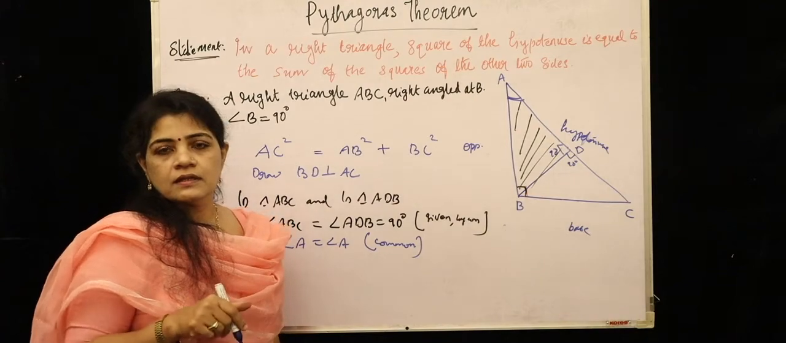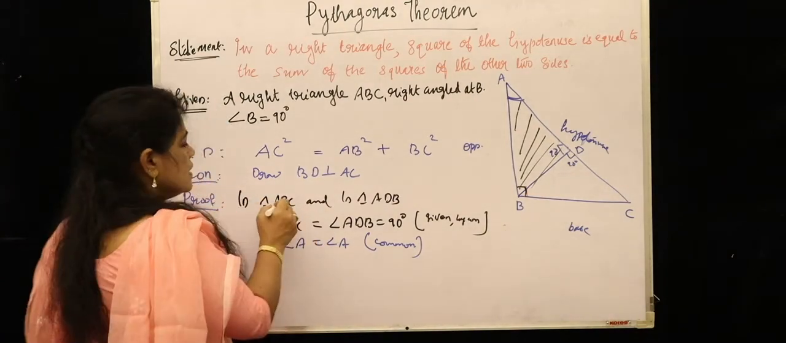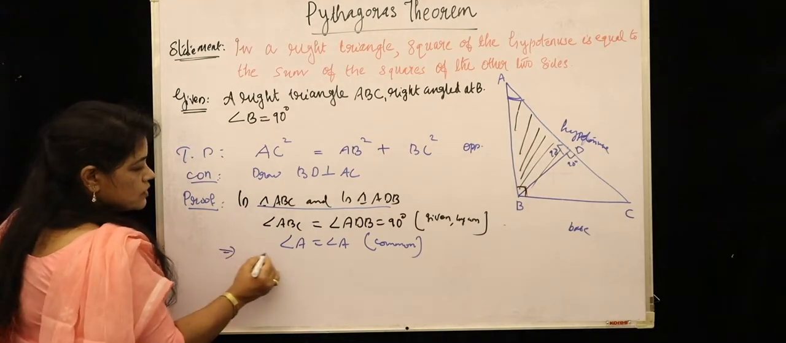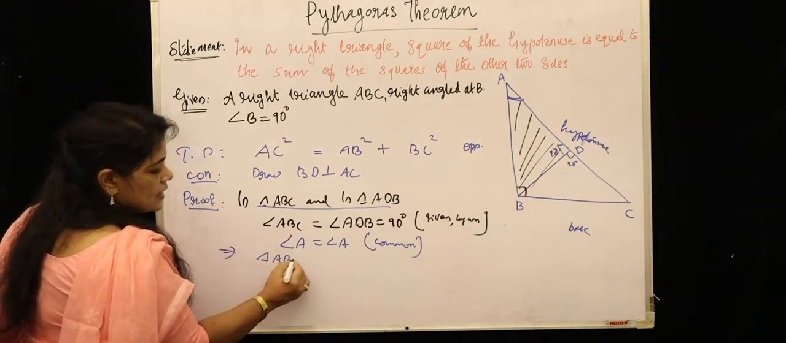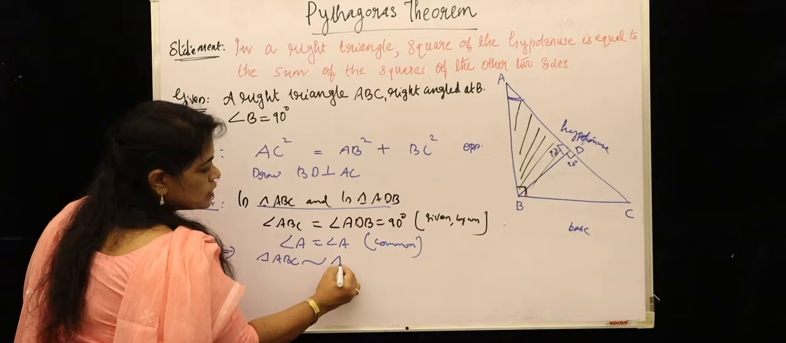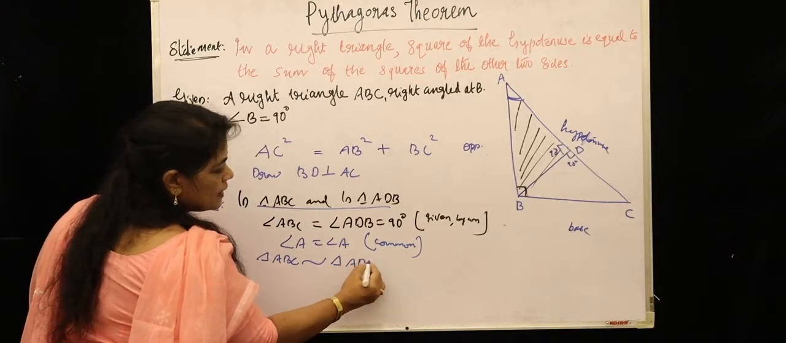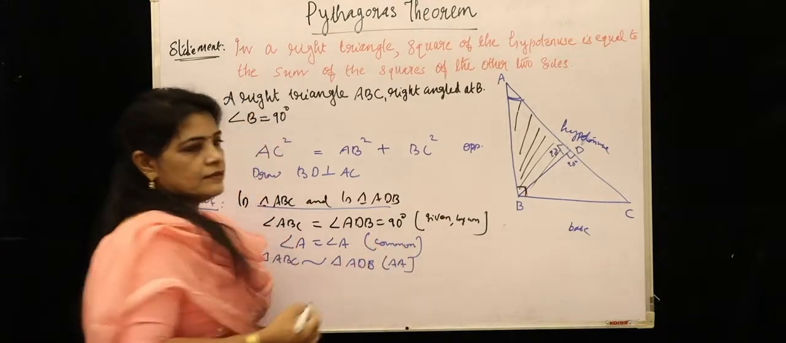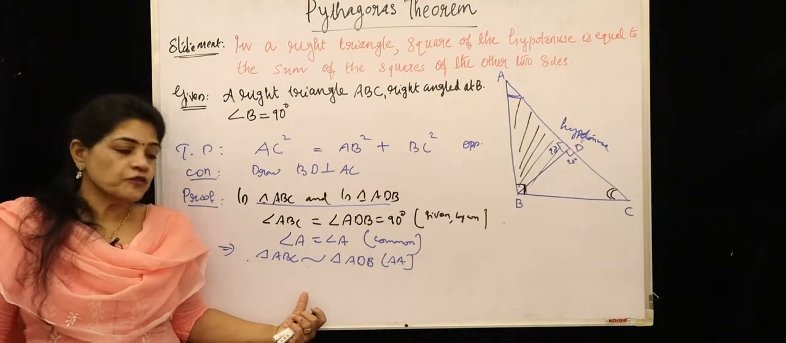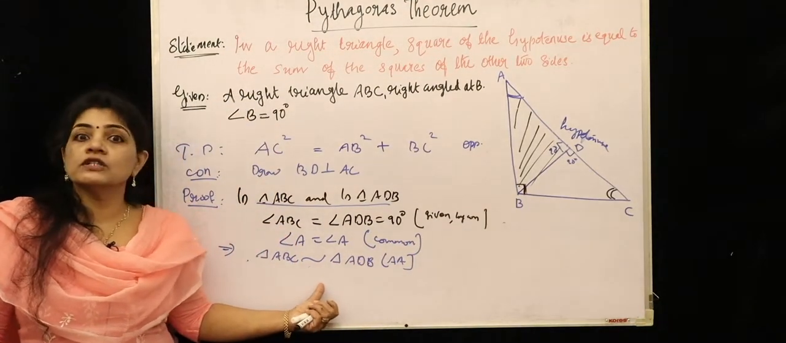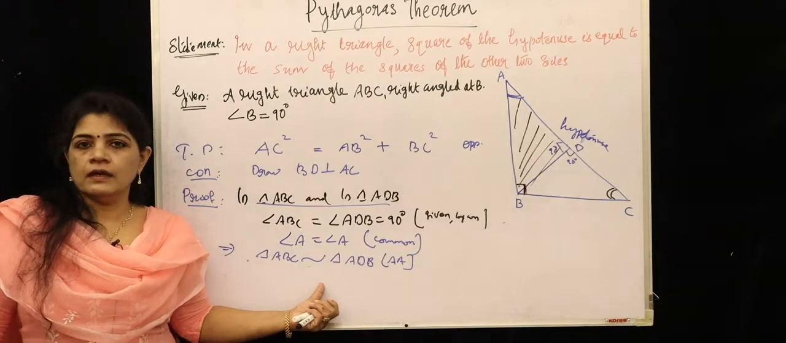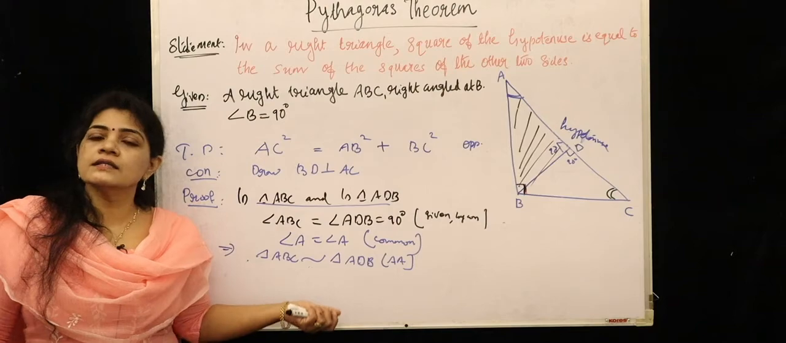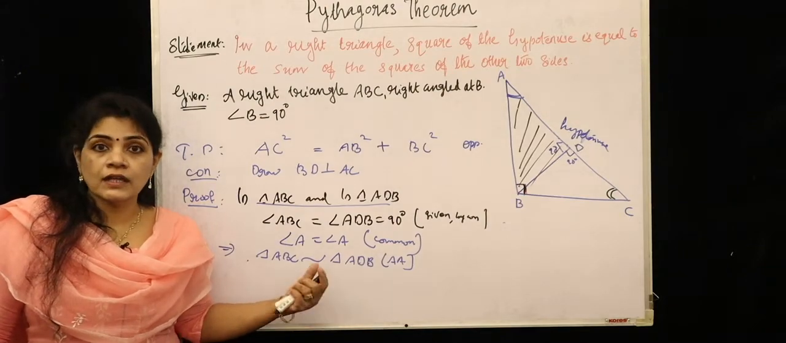Which means these two triangles which we have considered, that implies triangle ABC is similar to triangle ADB by AA similarity criterion. So, if triangle ABC is similar to triangle ADB, you can write their corresponding sides are in same ratio. So that is the next step.